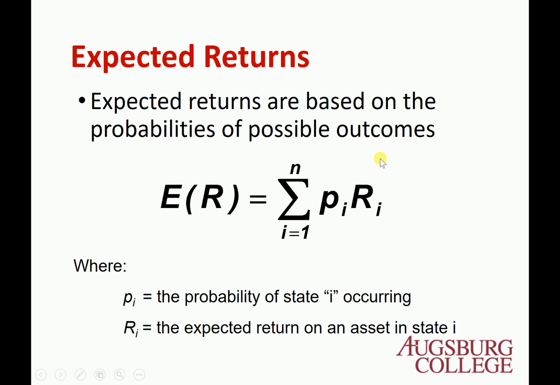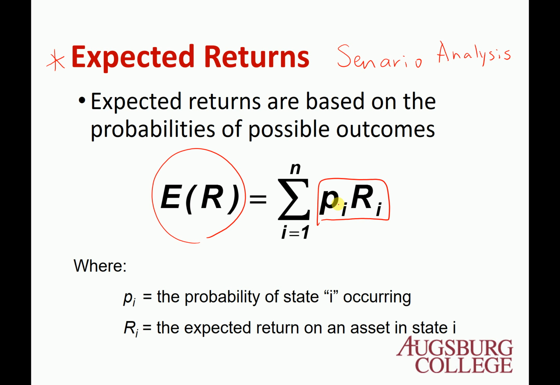So first of all, how to compute the expected returns. We are going to do scenario analysis here. When we compute the expected return with different scenarios, such as the good economy, bad economy, normal economy, the expected returns are based on the probability of the possible outcomes. So expected return is the sum of the product of the probability and the return on each scenario.